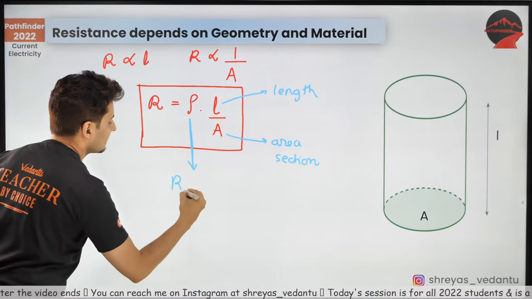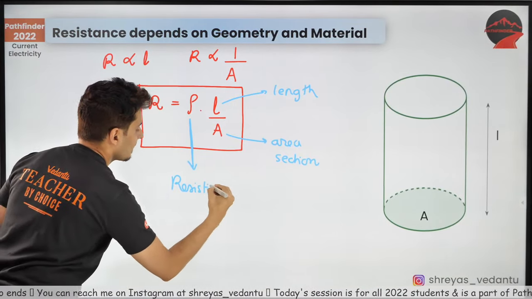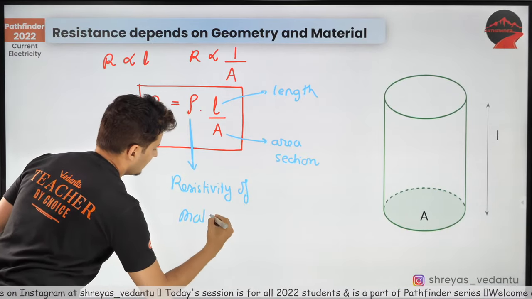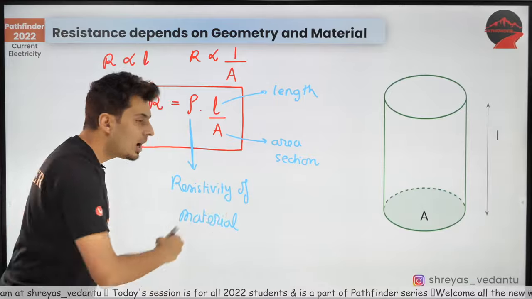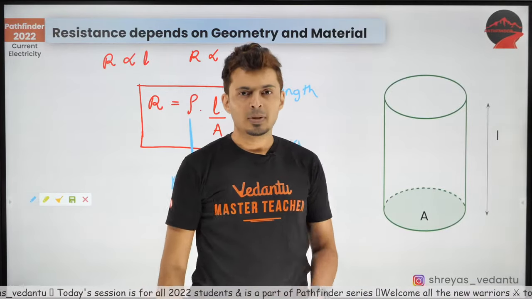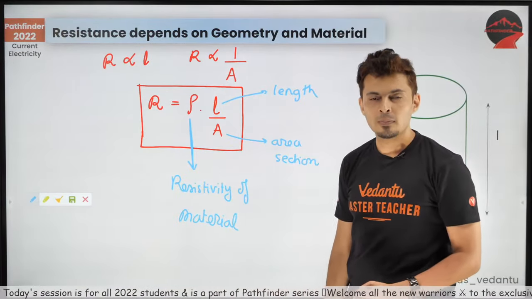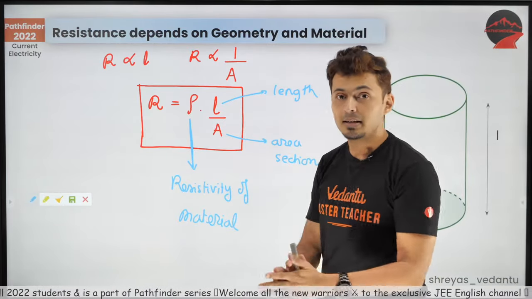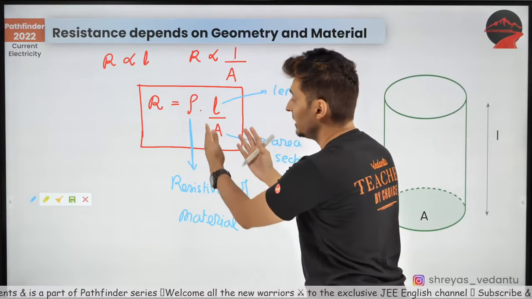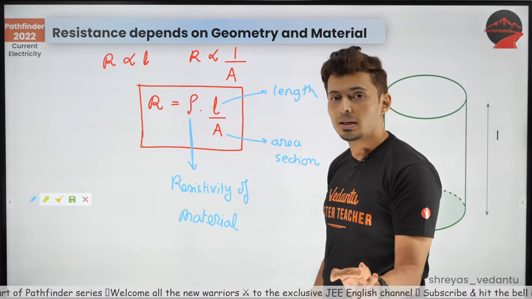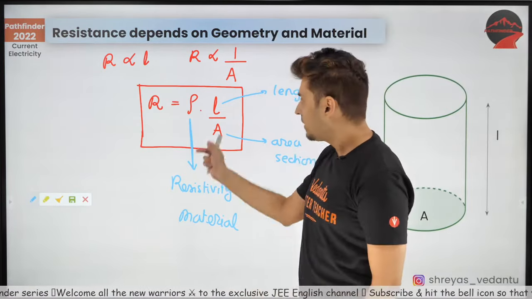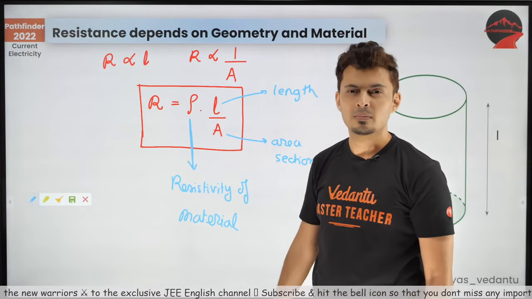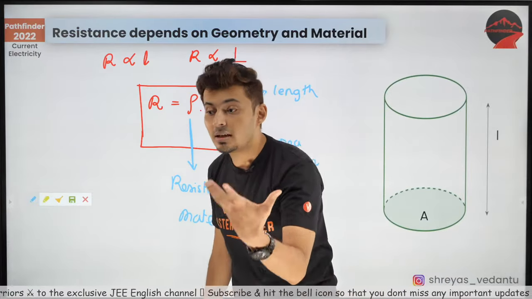So what is this rho? This rho is called the resistivity. This is the resistivity of the material. It's a constant for a material. Iron will have some value, aluminium will have a different value, copper will have a different value. Different materials, elements, compounds have different resistivity. It's a material property. It will be given to you, or you will have to find it out based on other values which are given in the equation.